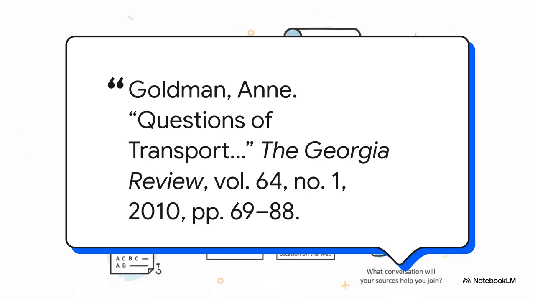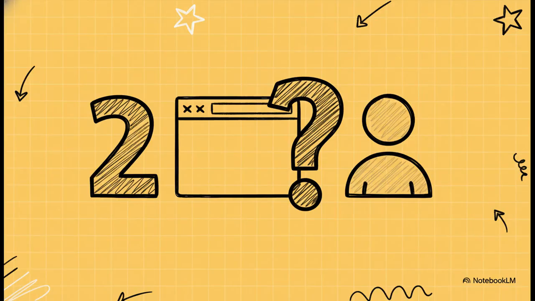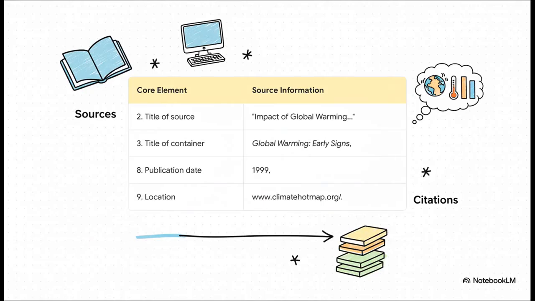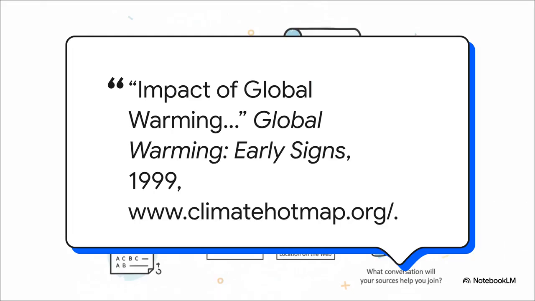No guessing, no stress. Okay, next, let's try something a little trickier. A website where you can't find a person's name as the author. This happens all the time, right? So what do we do? It's simple. We just skip element 1, the author, and we start with element 2, the title of the web page. Then the name of the whole website becomes our container. We grab the publication date, and the URL is our location. Easy.